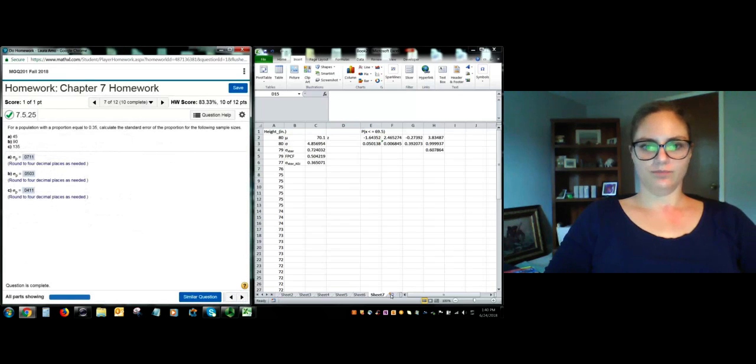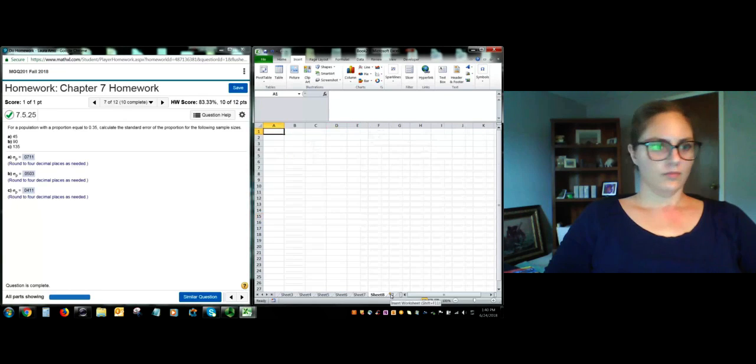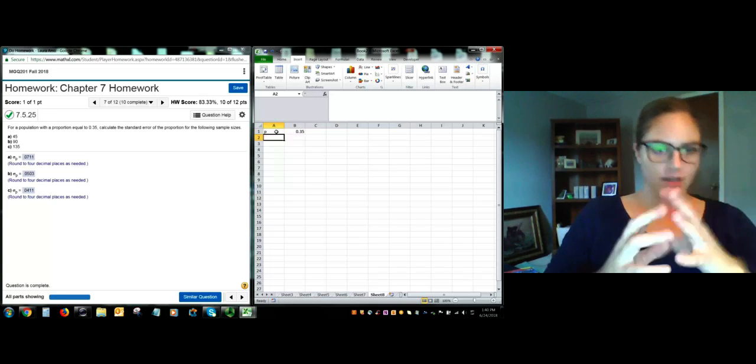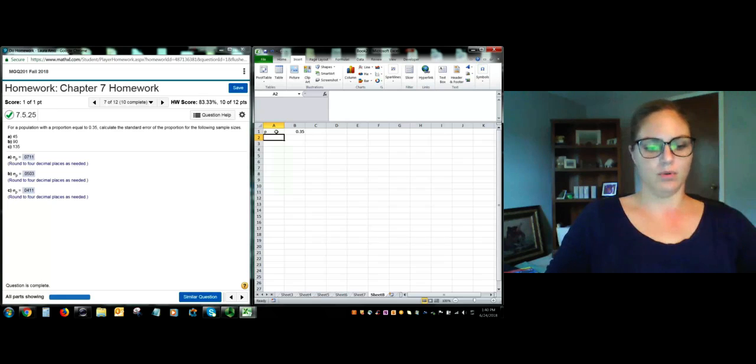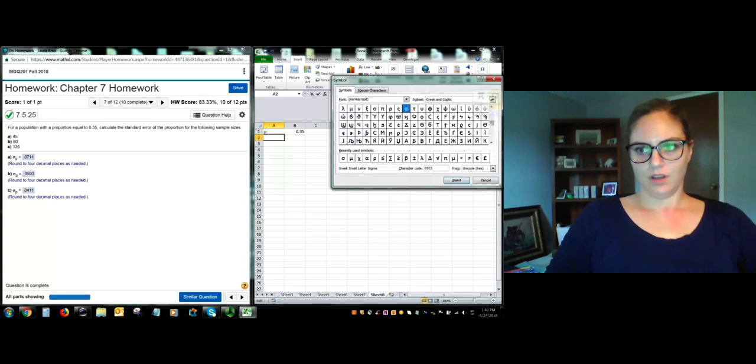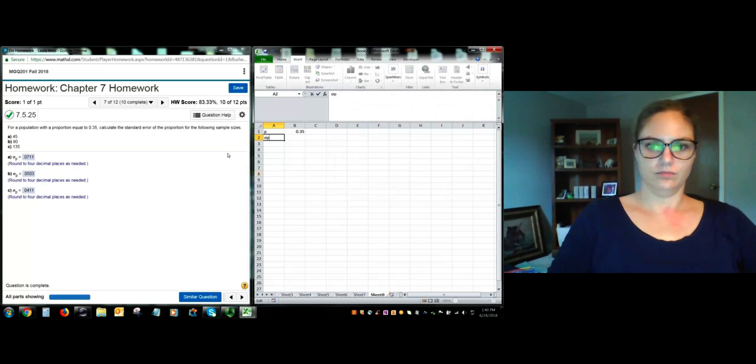Okay, here, for a population with a proportion equal to 0.35, so P equals 0.35, and calculate the standard error of the proportion for the following sizes. So the standard error of the proportion, let me just, okay, so sort of like this.